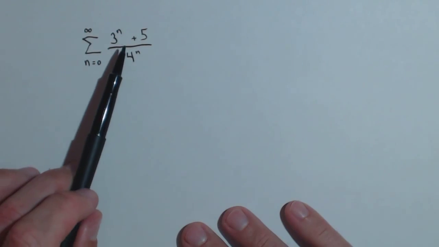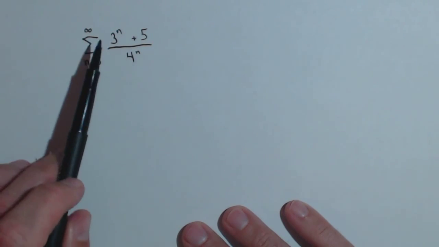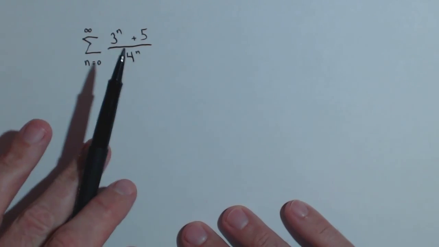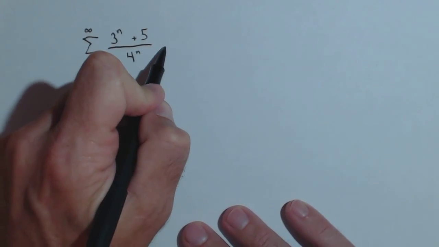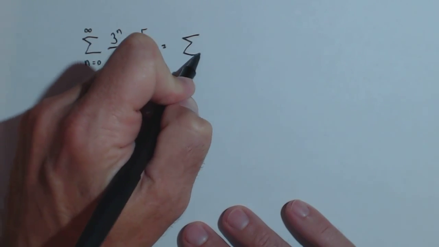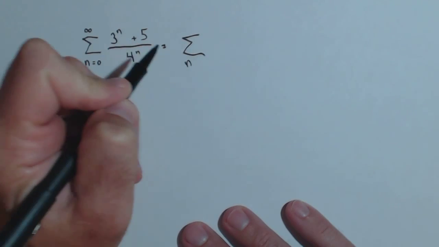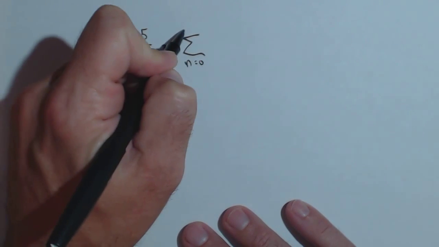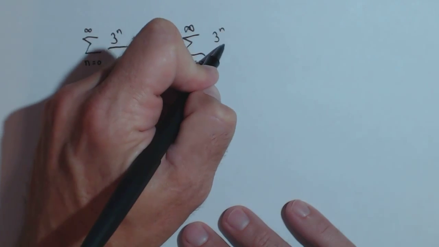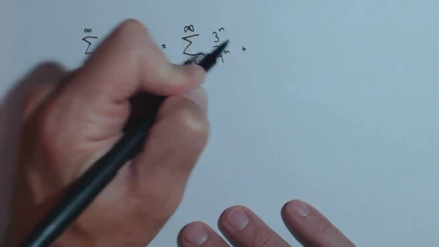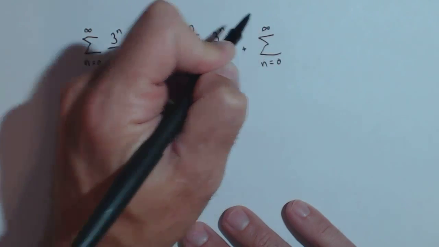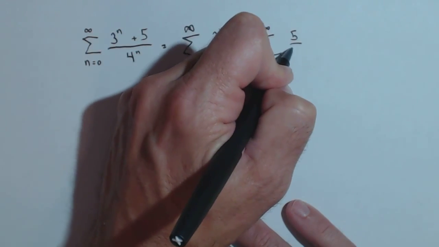So we want to calculate this sum here, but if you were to write out the terms, what you'd realize, as written, is that it's not a geometric series, so be careful. What we need to do to help ourselves out is split this into two sums, because we can split a summation over addition: the sum from n equals 0 to infinity of 3 to the n over 4 to the n, plus the sum from n equals 0 to infinity of 5 over 4 to the n.